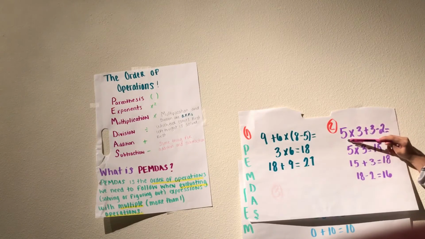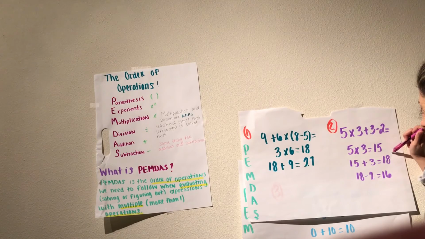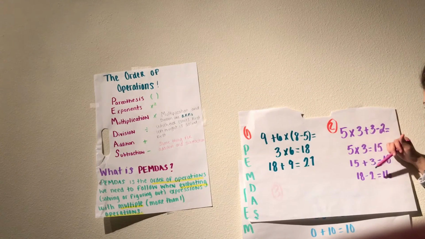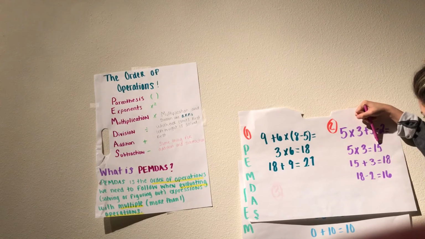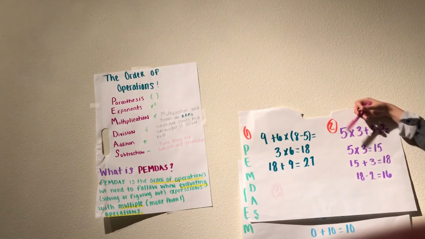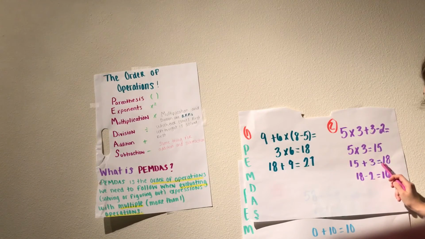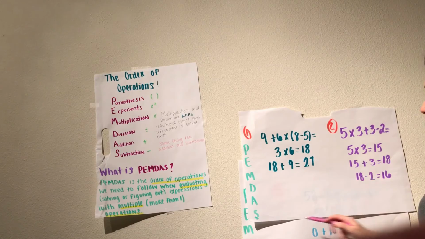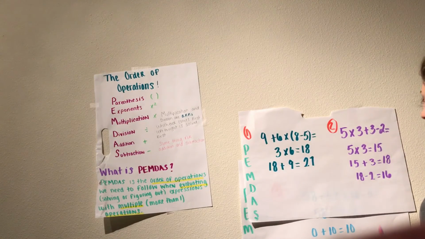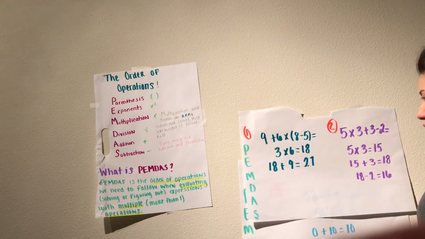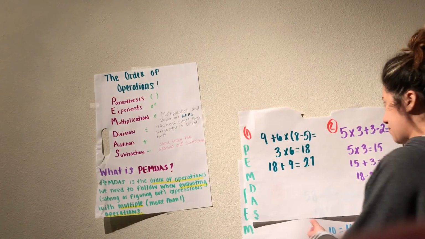Our second problem, 5 times 3 plus 3 minus 2 equals. First step we're going to do is our multiplication. 5 times 3 equals 15. Next step we had was our addition. 15 plus 3 equals 18. Then our last step, subtraction, 18 minus 2 equals 16. And in this step we did have to use that left to right as remembered.